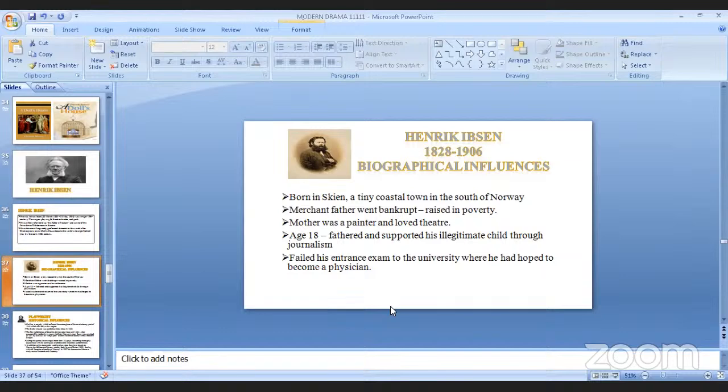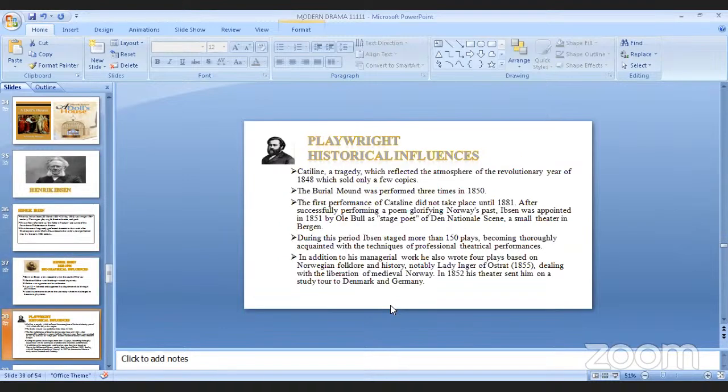He was born in Skien, a tiny coastal town in the south of Norway, to a merchant father who went bankrupt, and was raised in poverty. His mother was a painter and loved theater. At age 18, he fathered an illegitimate child and supported him through journalism. He failed his entrance exam to the university where he had hoped to become a physician. Now, Catiline, a tragedy which reflected the atmosphere of the revolutionary year of 1848, sold only a few copies.